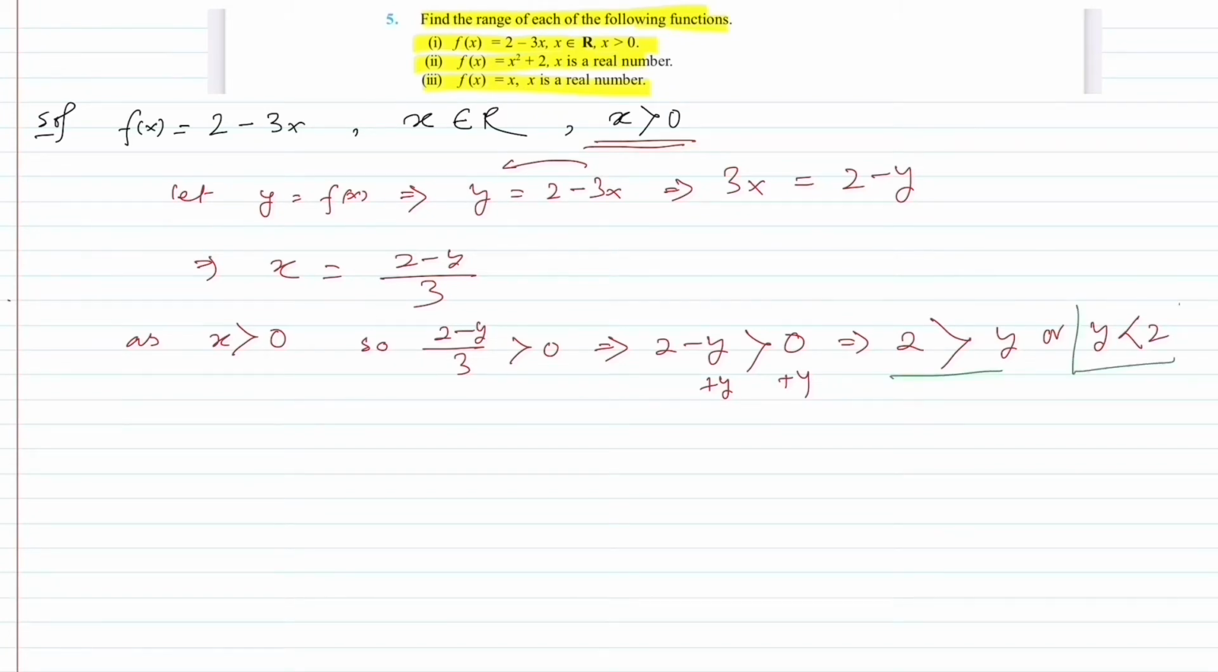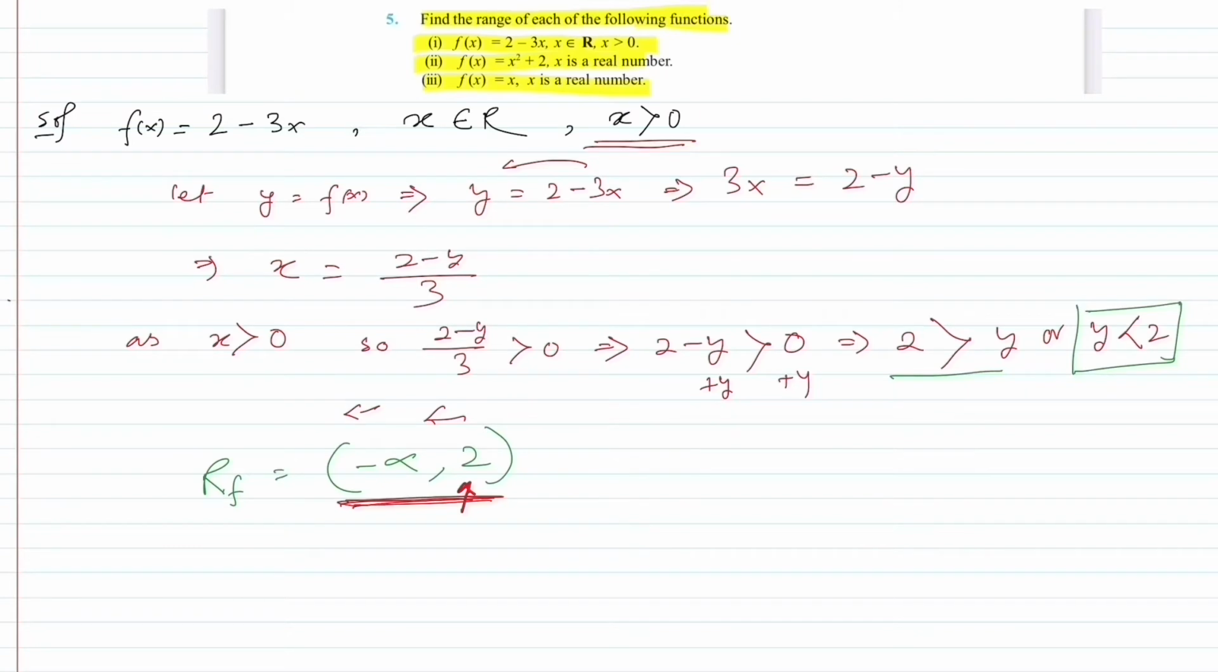If 2 is greater than y, then we can say y is less than 2. Okay, y is less than 2, that means we can take any value less than 2. Therefore the range of this function must be from 2 to minus infinity. This interval represents the set of real numbers less than 2.